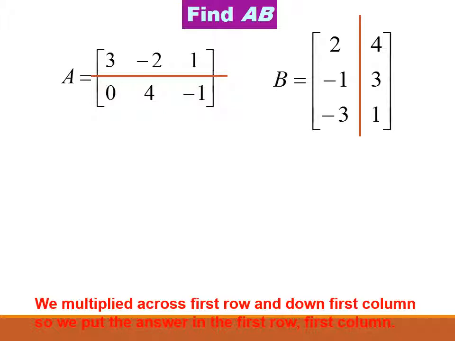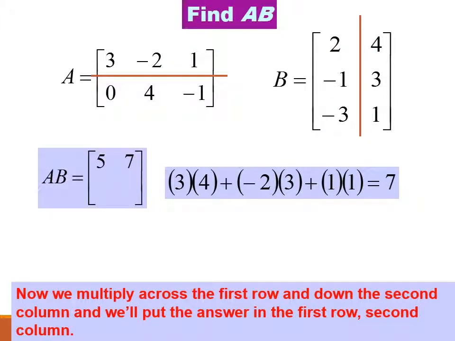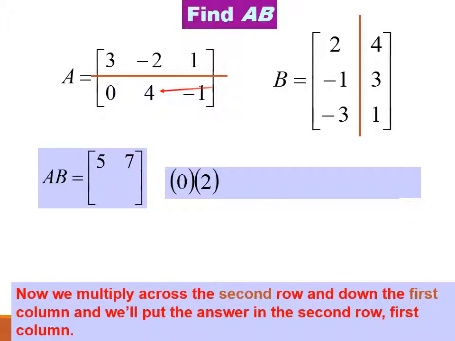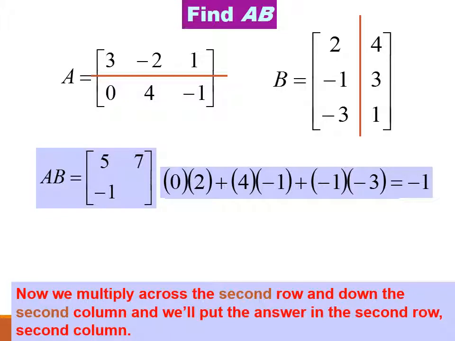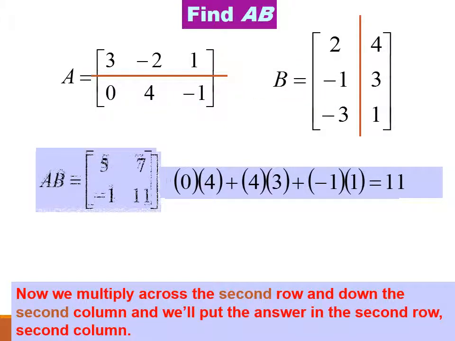We multiply across the first row and down the first column, so we put the answer in the first row, first column. Now we multiply across the first row and down the second column, and we'll put the answer in the first row, second column. Now we multiply across the second row and down the second column, and we'll put the answer in the second row, second column.